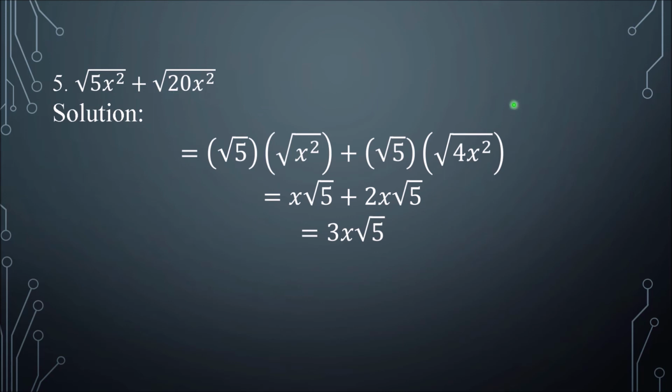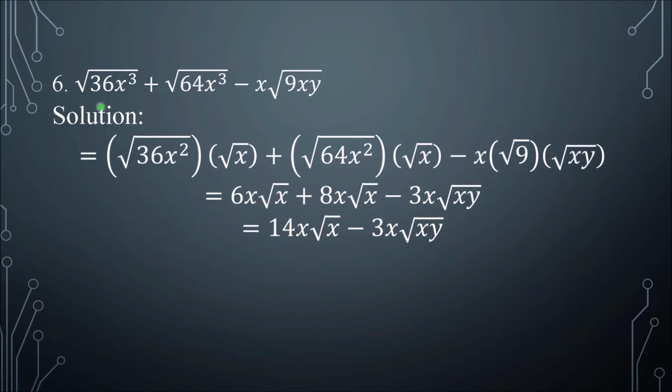Now, let's simplify. This is square root of 5. Square root of x squared is x. Square root of 5. Square root of 4x squared is 2x. We can combine them because they have the same index and same radicand. So, x plus 2x is 3x. Plug in the radical, square root of 5.